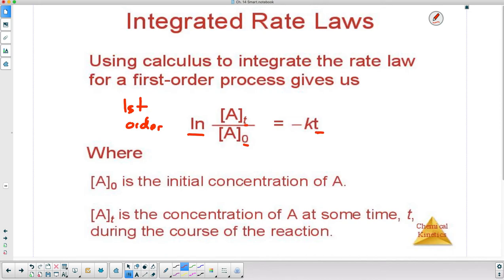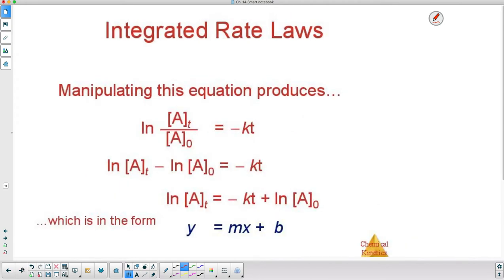So A0 is the initial concentration of A. A sub T is the concentration of A at some time. So the concentration of A at some time T has to match up to the T that's over there. This is confusing, so we're going to do some example problems in a different screencast so you can see what it looks like. So the integrated rate law looks like this.